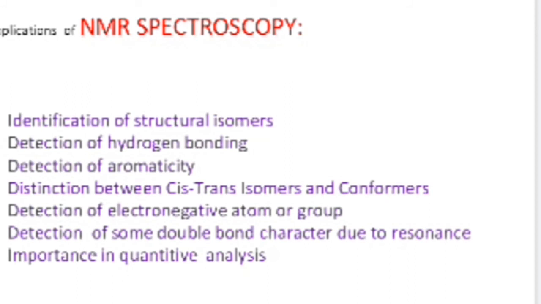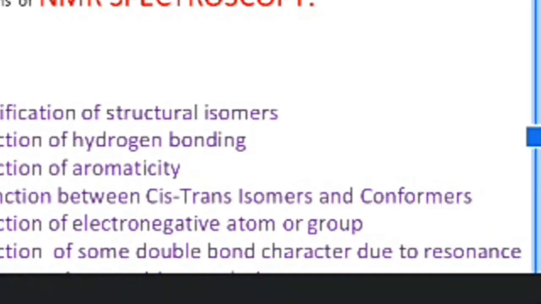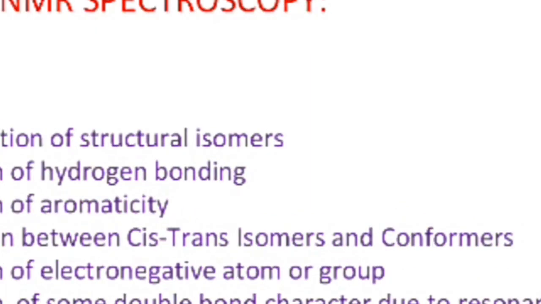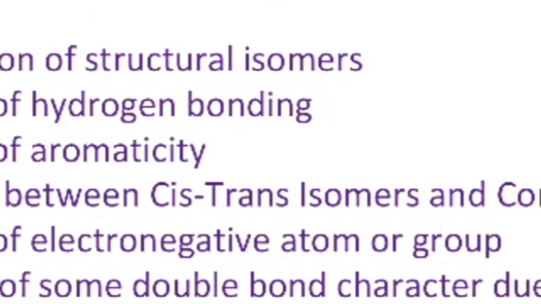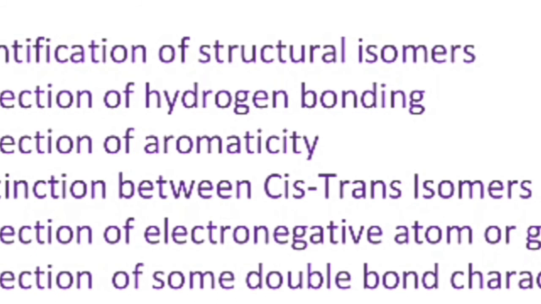So these are the applications of NMR spectroscopy. We can see the main applications. I'm not going into each and every aspect, just giving the outlines of the applications here. Especially, it is used in the identification of structural isomers. By using NMR spectroscopy, we can identify the structural isomers.